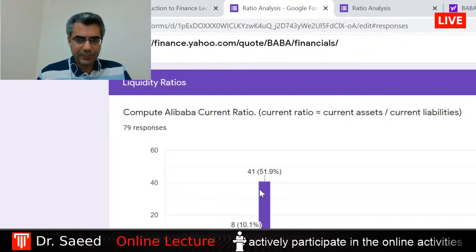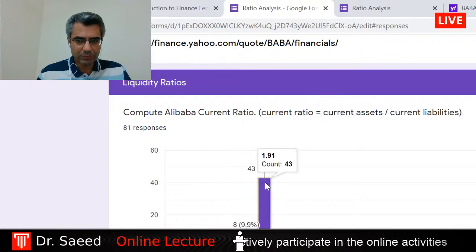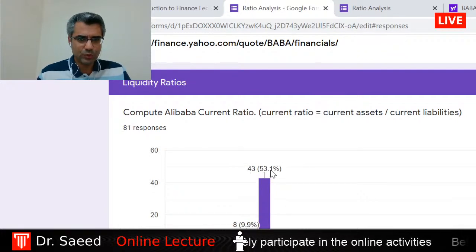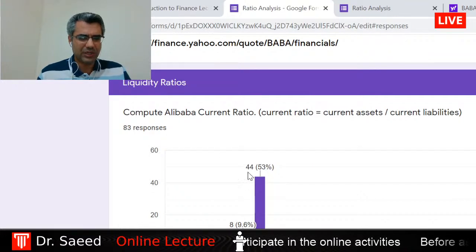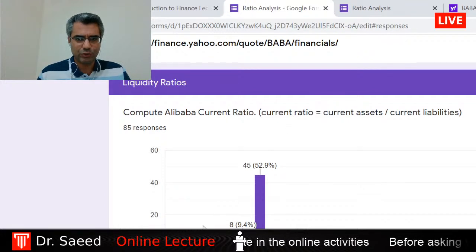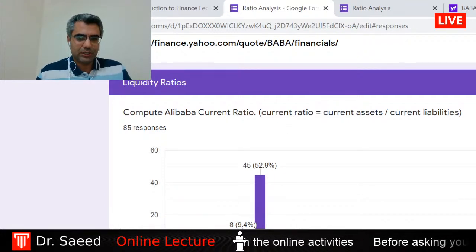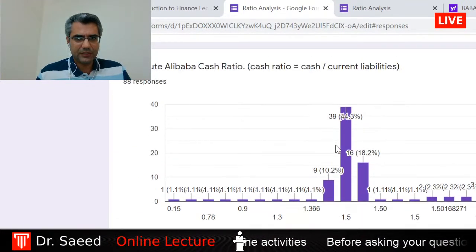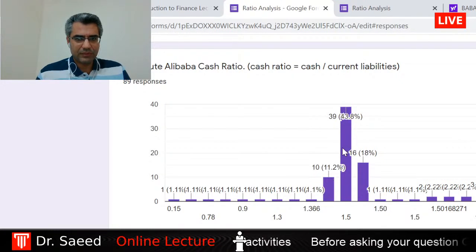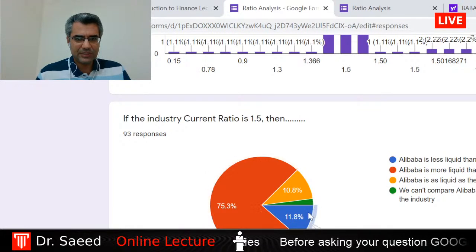Here you can see 43 of you have given the same answer for the first current ratio, so around half of you. So there are so many different answers. And here again, less than half have given the same answer, others different answers. Here you see all different answers.